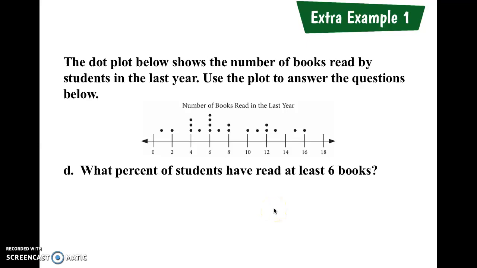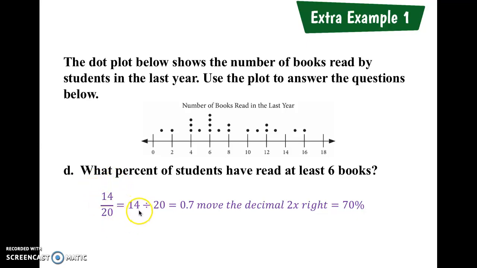And D, what percent of students have read at least, be careful with this wording, at least 6 books? Pause this, see if you can solve it on your own first. So, at least 6 books, we need to count from 6 or more. If we start at the 6 and count all the dots, you will see that we have 14 students out of a total of 20.